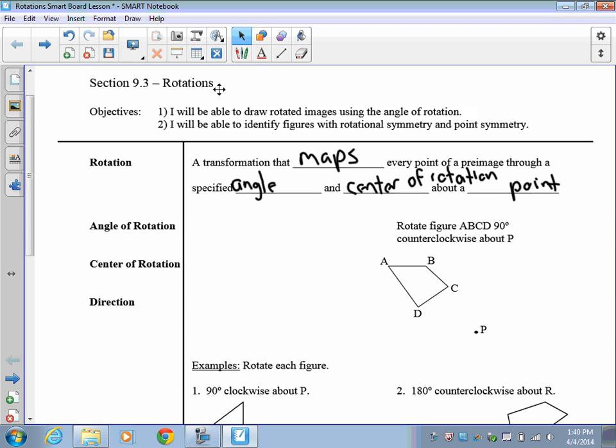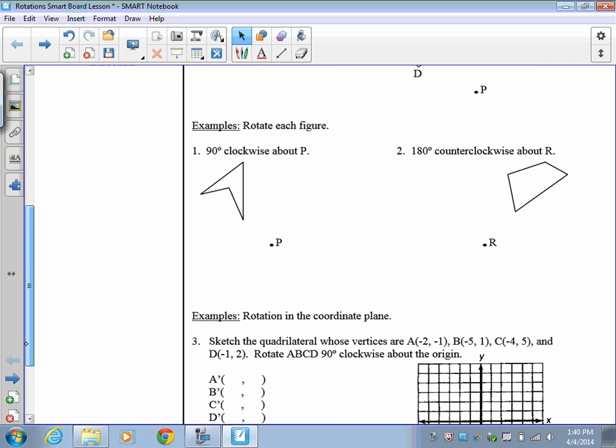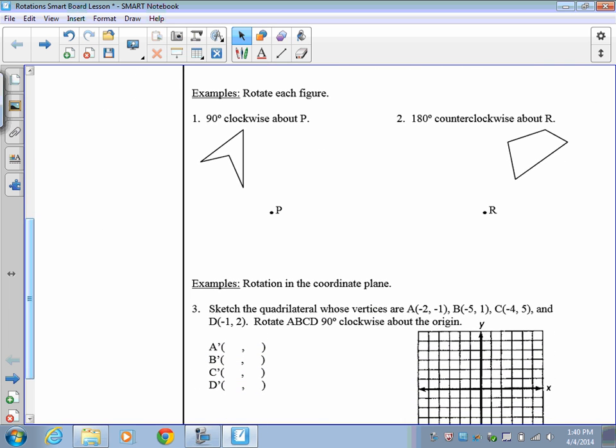First off, let's get started with what a rotation is. It's a transformation that maps every point of a pre-image, remember that's our original shape, through a specified angle and center of rotation about a point. So the best way I think to see an angle and center of rotation is to do a couple of examples. So the examples we're going to do here are examples 1 and 2.